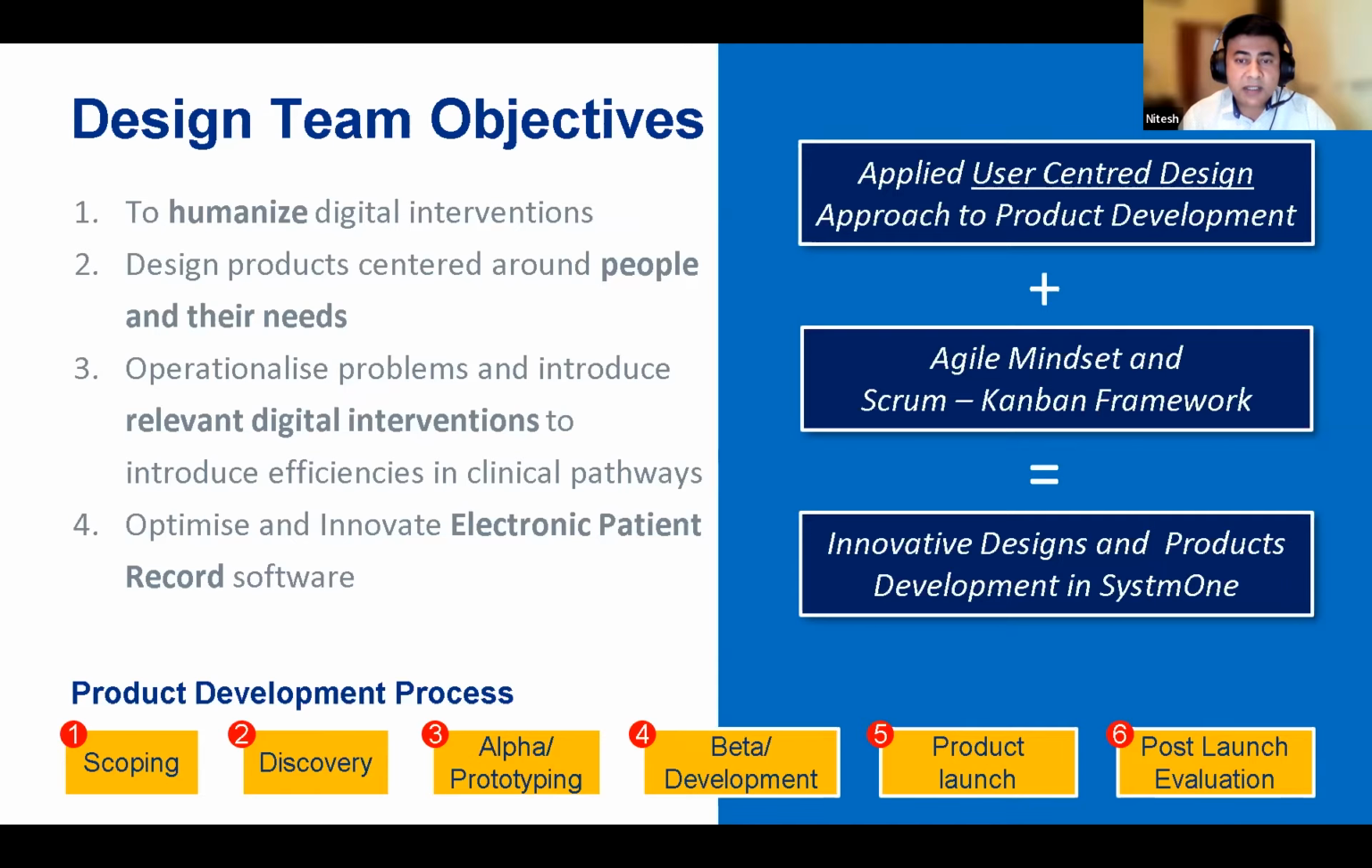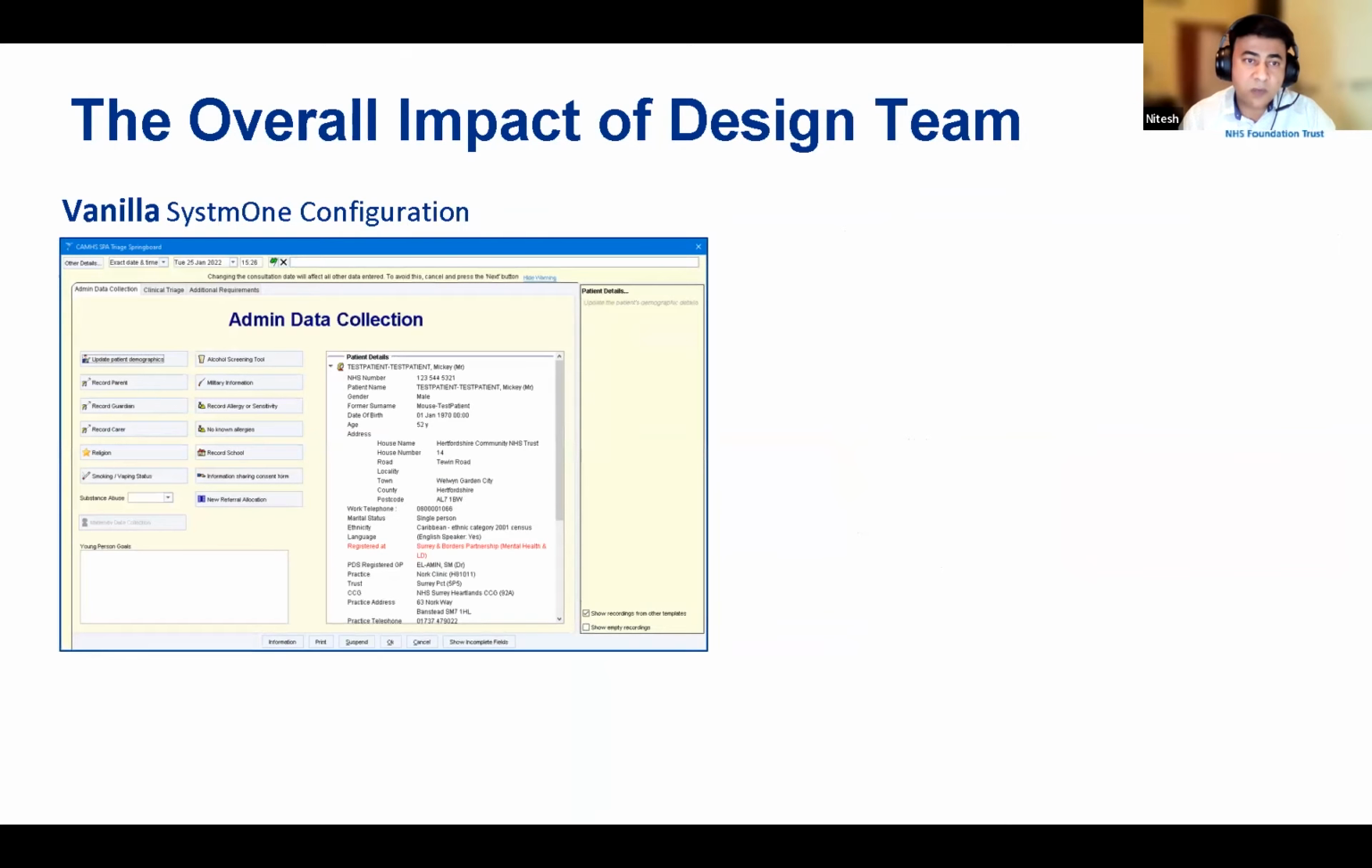But I really want to highlight point number 6 here, which is the post-launch evaluation. Often people would release or deploy a product, but they wouldn't evaluate it in the future. Now, post-launch evaluation helps us inform product increments and further optimize the product. So what does all of this mean? All of this has really helped us move from where we were. So on the left-hand side here, you're able to see the vanilla System 1 artifact, a typical template. The overall impact on the design within System 1 has been phenomenal.